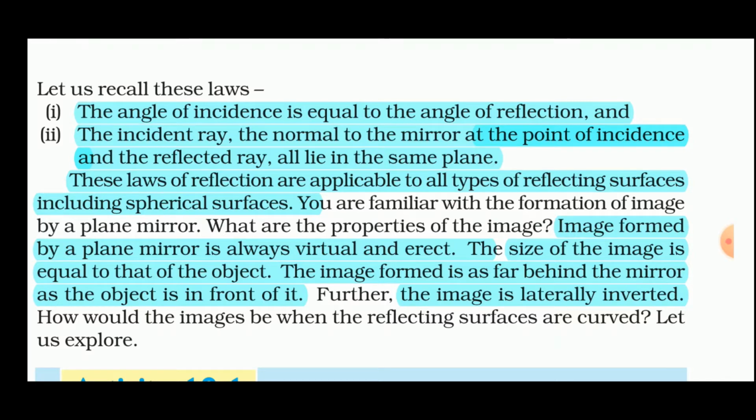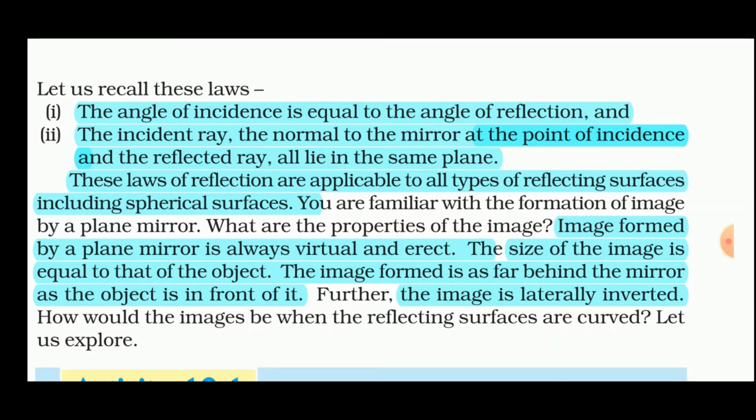One is virtual and the second one is real. Virtual means the image cannot be obtained on a screen, and real means the image formed can be obtained on a screen, that is called the real image.